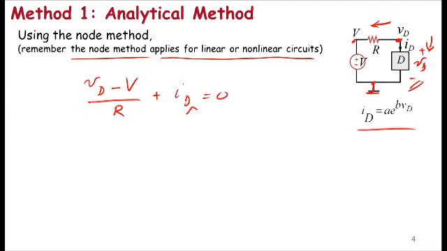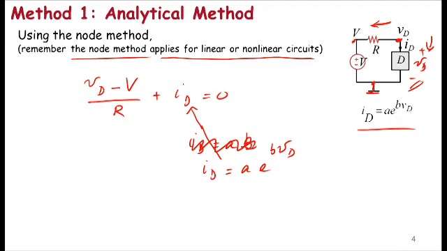where according to the node method, I replace ID with the device relation for the current ID, given by ID equals A e raised to BVD, where A and B are constants. So that is my node equation.